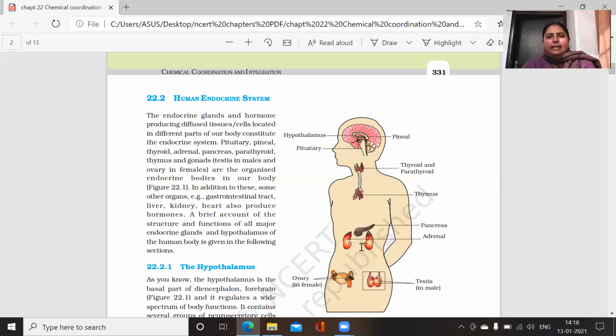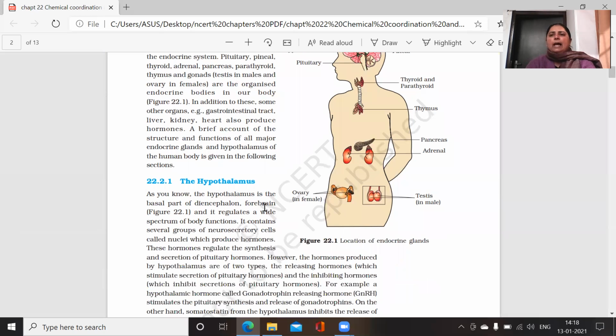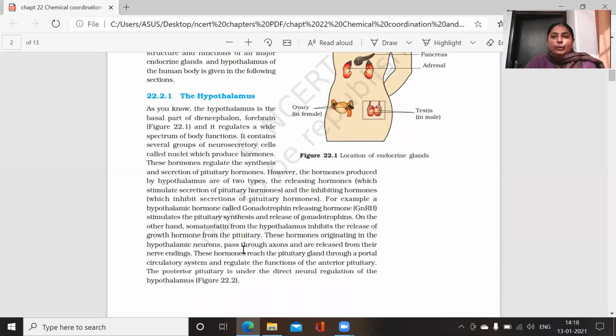Now I'm going to tell you in detail about the hypothalamus. So what is the hypothalamus? This hypothalamus is the basal part of the diencephalon, that is part of your forebrain. As you know, the hypothalamus performs a wide spectrum of body functions, and the cells of this hypothalamus are neurosecretory cells. This means they are neurons as well as secretory in nature.